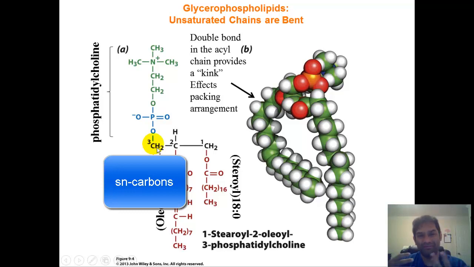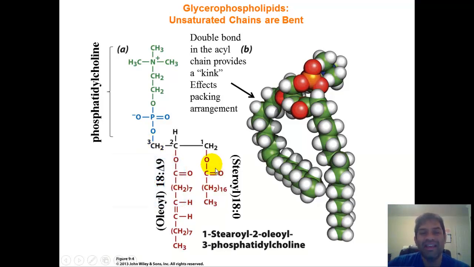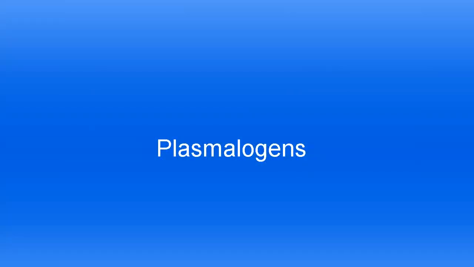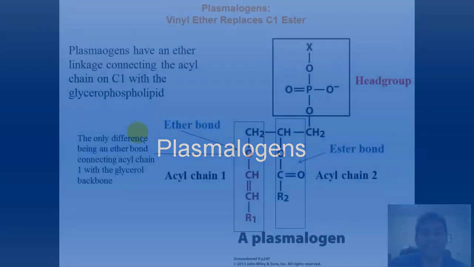More membrane biologists will say that stearic acid is esterified to the SN1 carbon, oleic acid is esterified to the SN2 carbon of glycerol, and then the head group is attached to SN3. So how about we look at another type of phospholipid? These are plasmalogens.